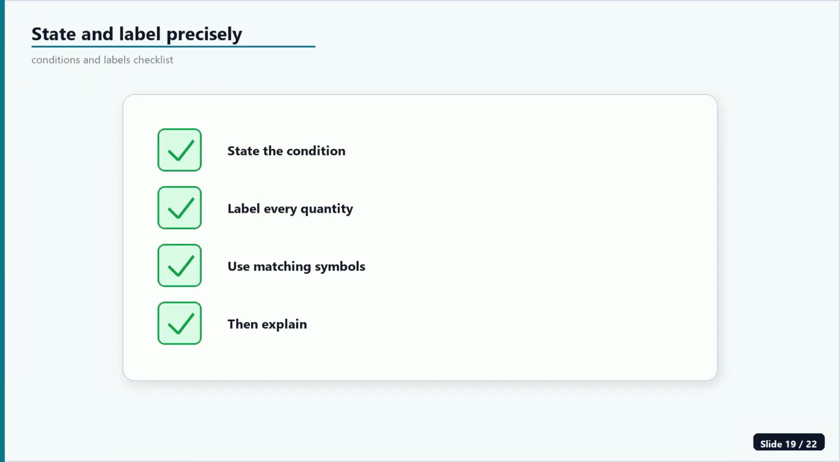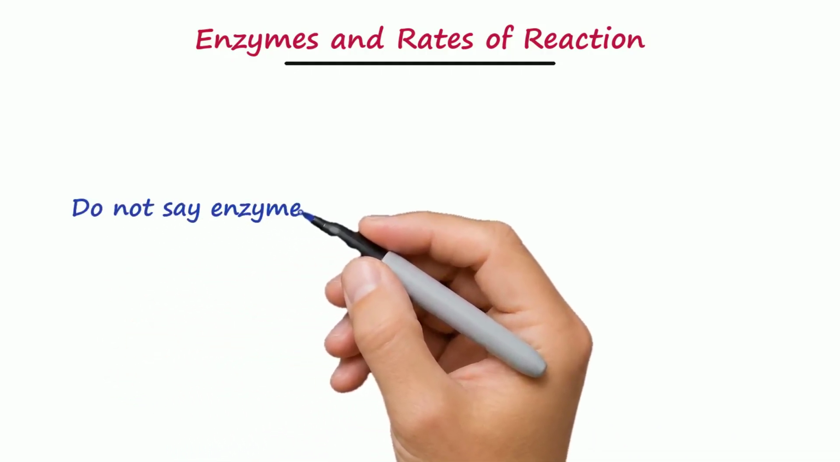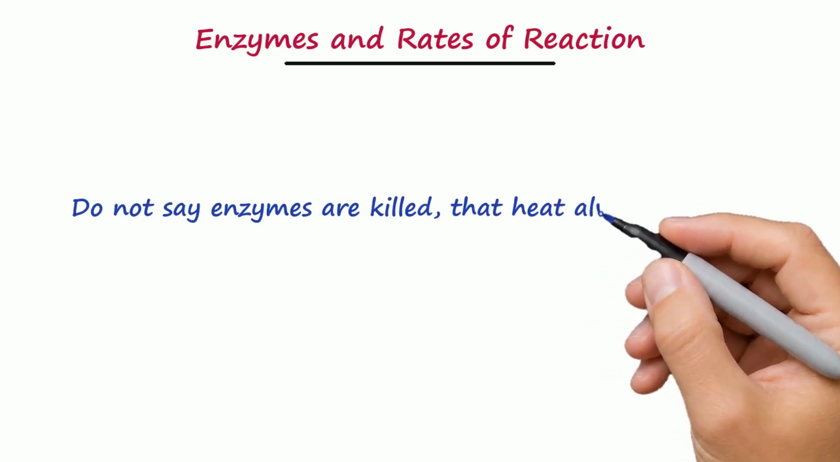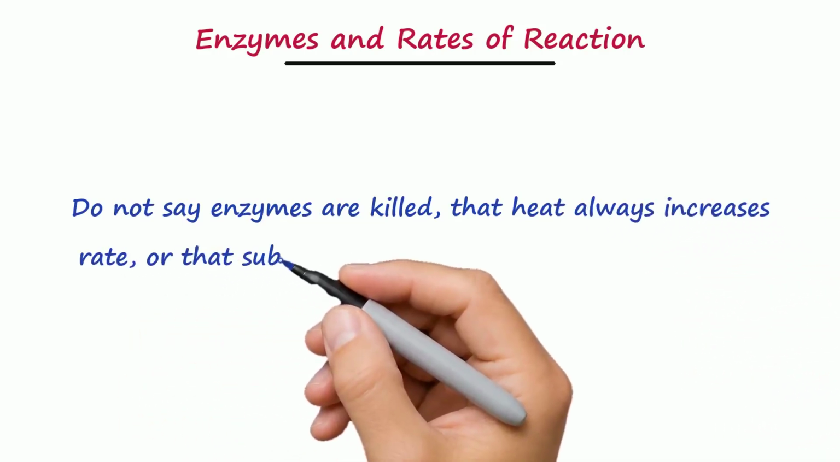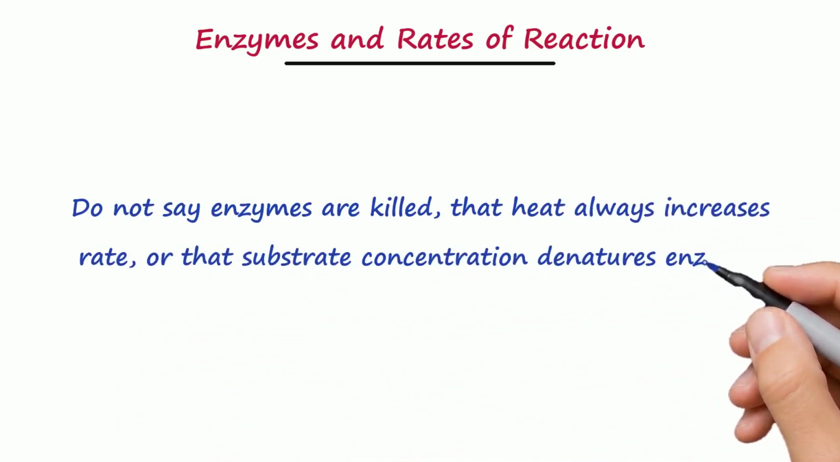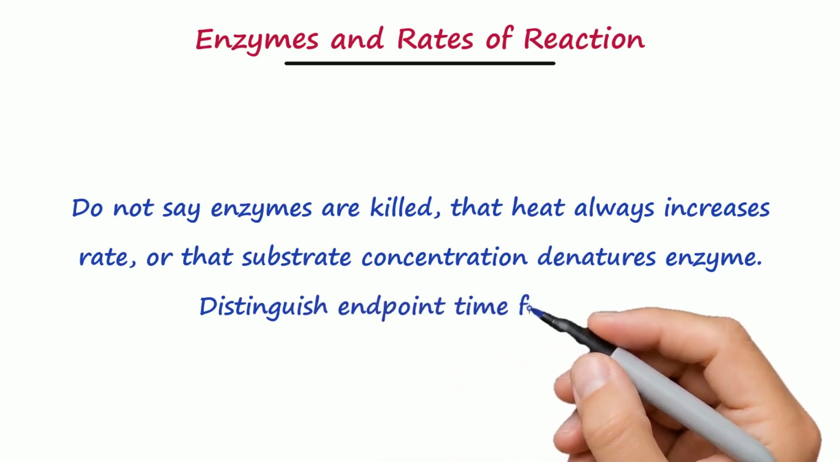Treat each checklist item as a gate. Skipping labels or units is how marks disappear even when the idea was right. Do not say enzymes are killed, that heat always increases rate, or that substrate concentration denatures enzyme. Distinguish endpoint time from rate.